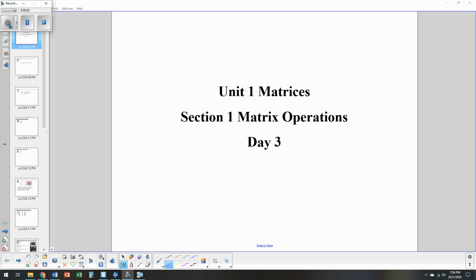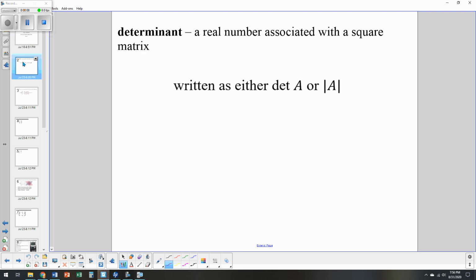This lesson is for Unit 1, Section 1, Matrix Operations, and this is the Day 3 lesson. So we're going to talk today about the determinant first. It is a real number associated with a square matrix, right? So that's only a 2 by 2 or 3 by 3 or so on.